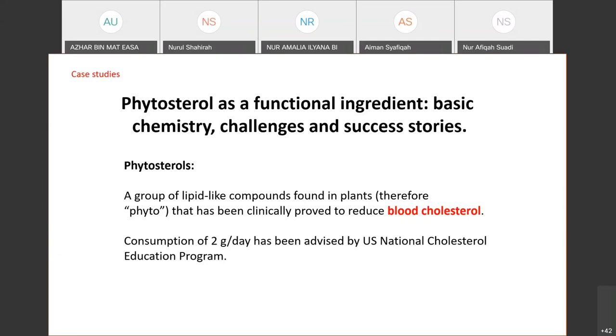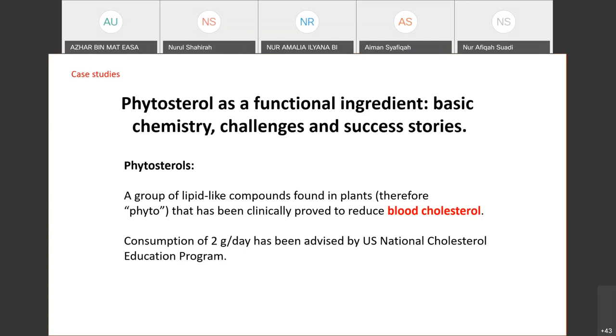So, of course, if people are selling vegetable oil, they can declare it as zero cholesterol, because it is true, there's no cholesterol there. But there is still phytosterol in that oil, which is actually the cousin of cholesterol. This phytosterol has been proven clinically to reduce blood cholesterol. In fact, in the United States, consumption of 2 grams a day of phytosterol has been advised by the National Cholesterol Education Program. And if you check your Food Act and regulations, phytosterol is there as something you are allowed to make a nutrient claim, structure function claim, not a health claim, not in Malaysia anyway.